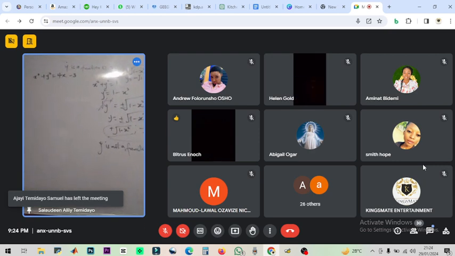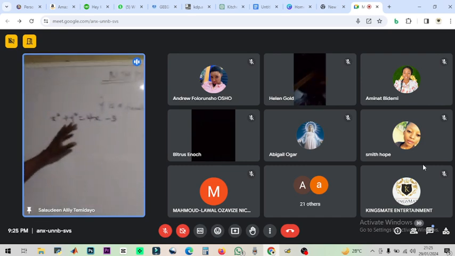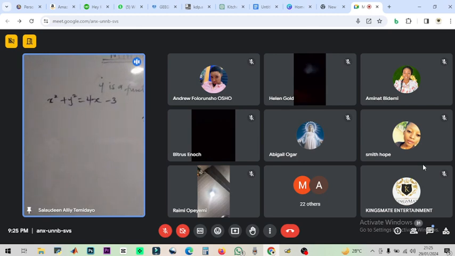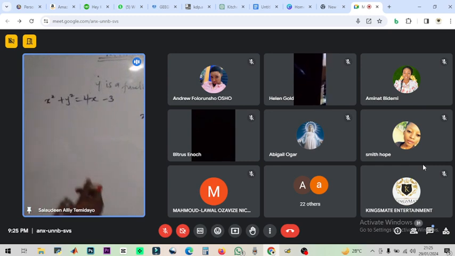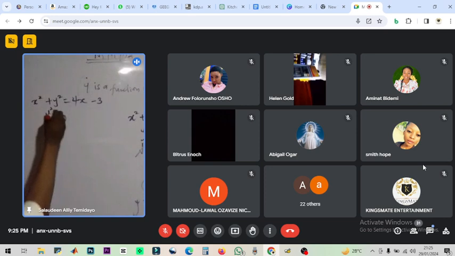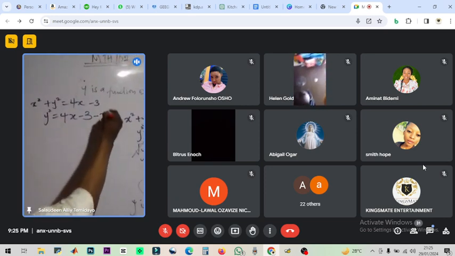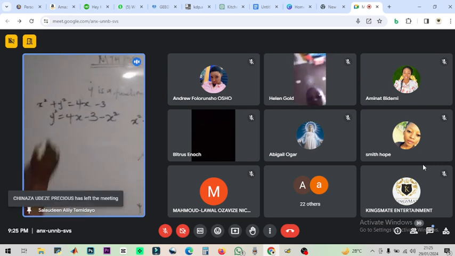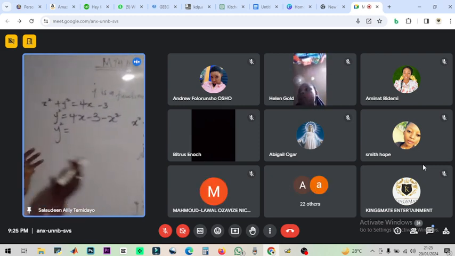Alright. This is what we have here: x squared plus y squared equals 4x minus 3. Taking this now, I want to see if y is a function of x or not. To determine that, I have to make y the subject of the formula. So y squared equals 4x minus 3 minus x squared.